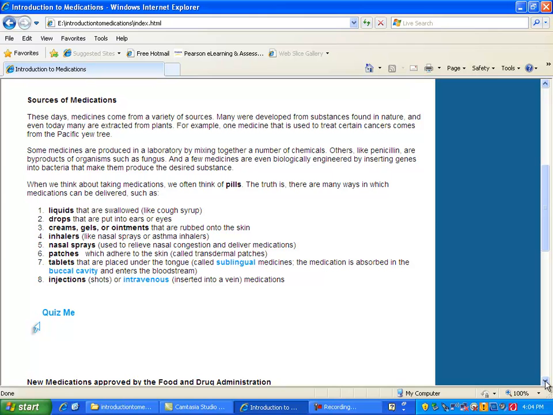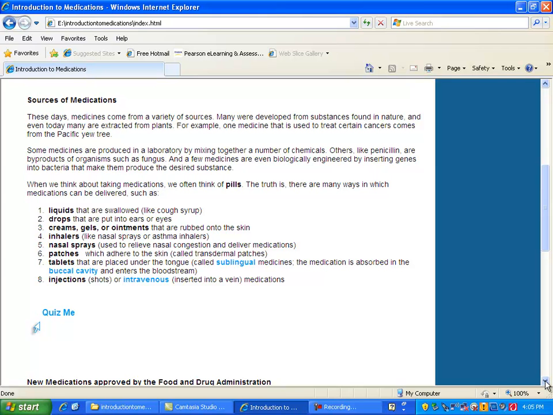These days, medications come from a variety of sources. Many were developed from substances found in nature, and even today, many are extracted from plants. For example, one medication that is used to treat certain cancers comes from the Pacific yew tree. Some medicines are produced in a laboratory by mixing together a number of chemicals. Other medications, like penicillin, are simply byproducts of organisms such as a fungus. And a few medicines are even biologically engineered by inserting genes into bacteria that make them produce the desired substance.